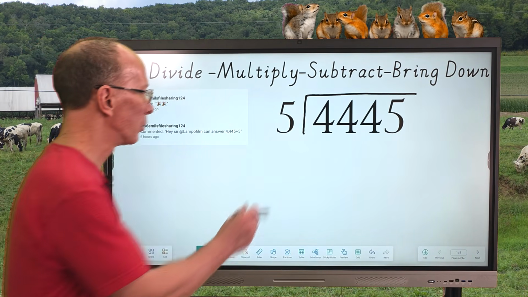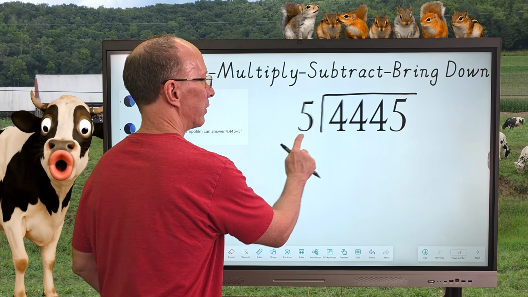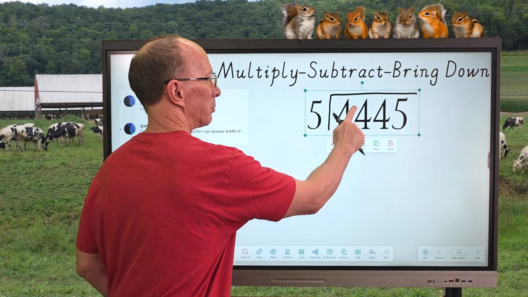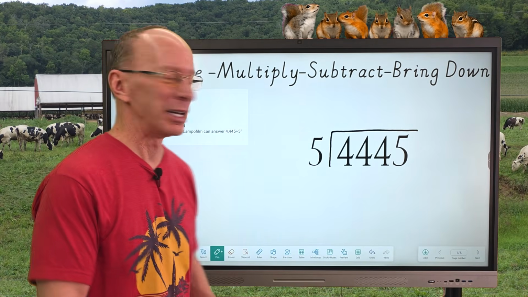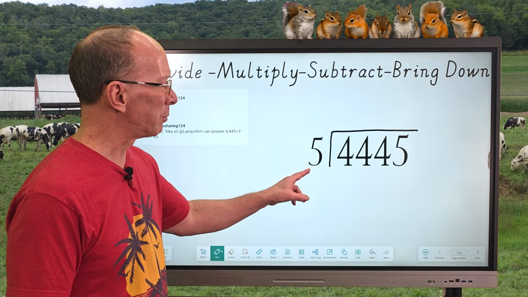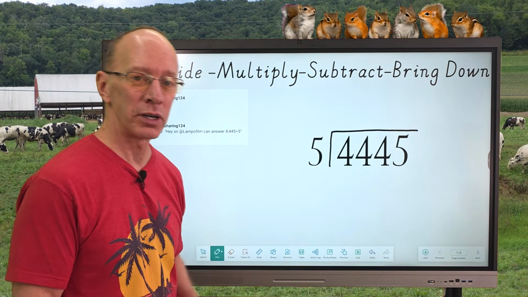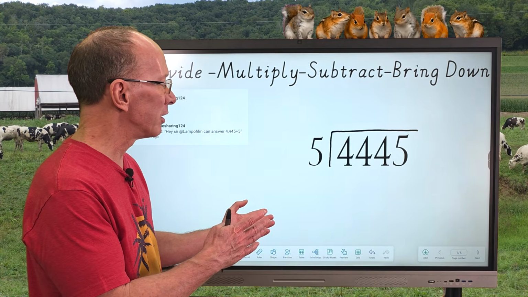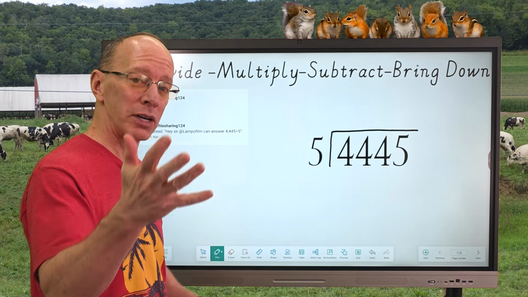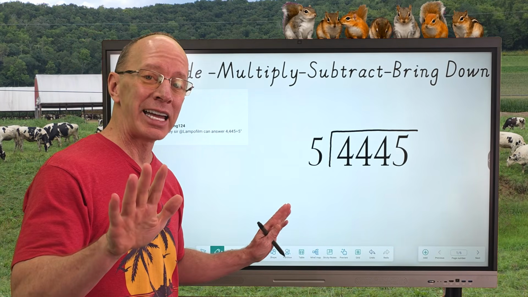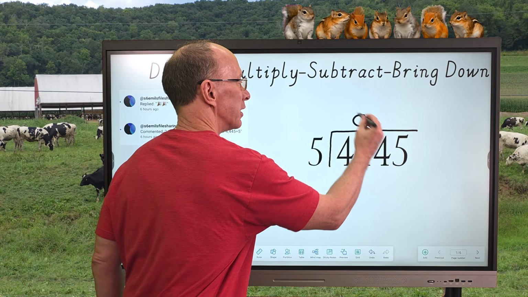So we're going to work on this problem here. I'm going to make it just a little bit smaller so we can get everything to fit on the board nice and neat. All right, let's begin. First of all, how many times can I put 5 into 4? Can't do it, can you? You need to move over to the next number, which is 44. How many times can I get 5 into 44? Well, you have 5, 10, 15, 20, 25, 30, 35, 40. You got 8. 5 times 8 is 40. So I'm going to put the 8 right here.